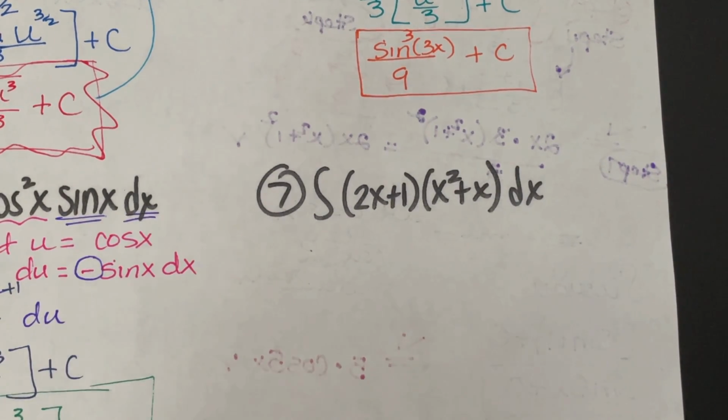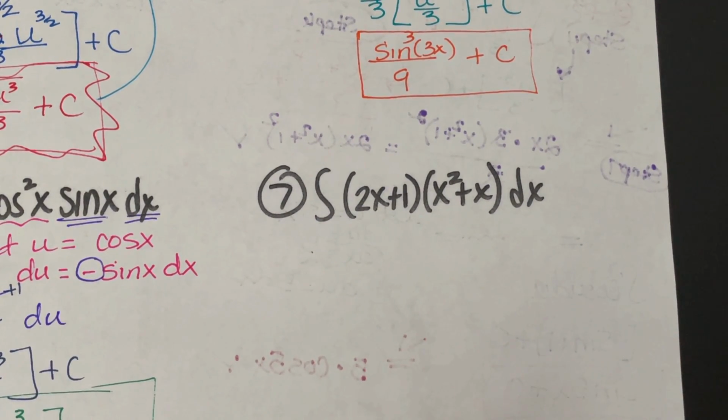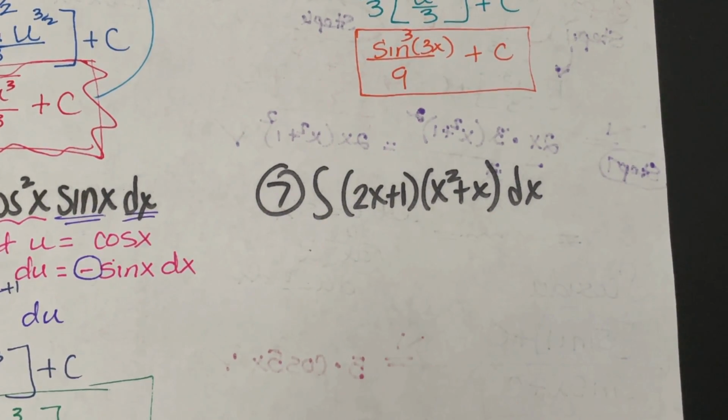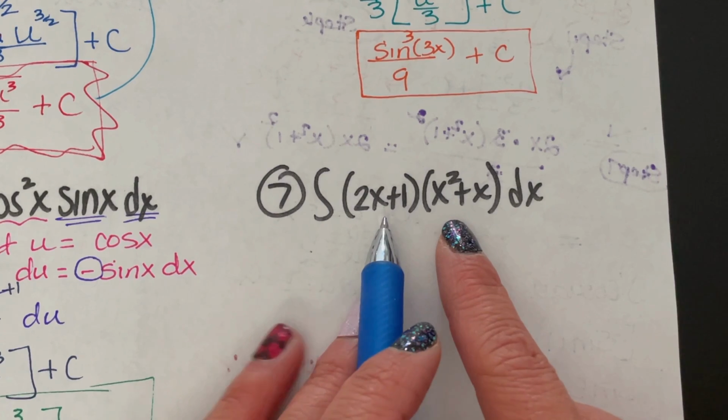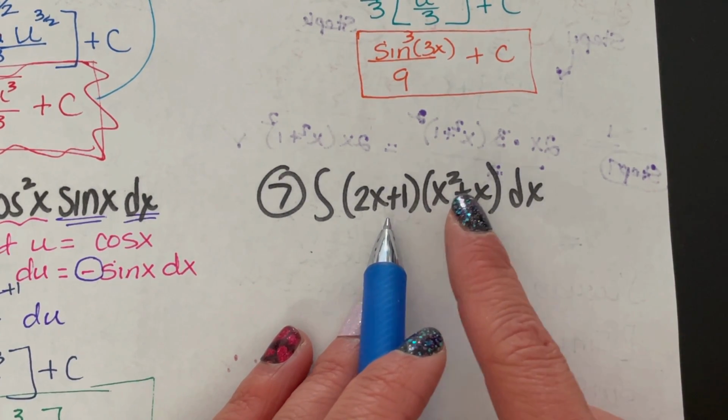Hey guys, all right, so now number 7. So we got to figure out what our u needs to be. And so when you're not sure which one it is, because we've got 2 quantities here that could be it, remember what you do with the u.